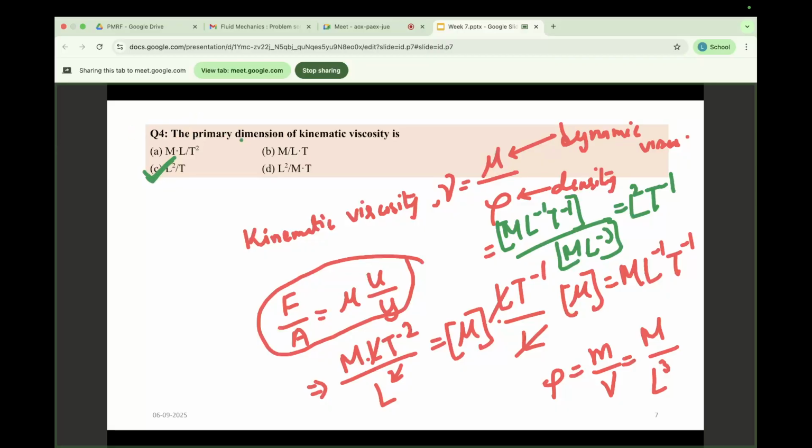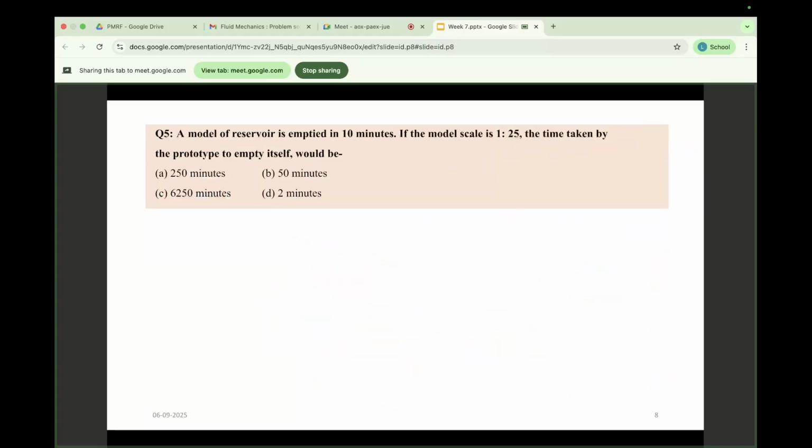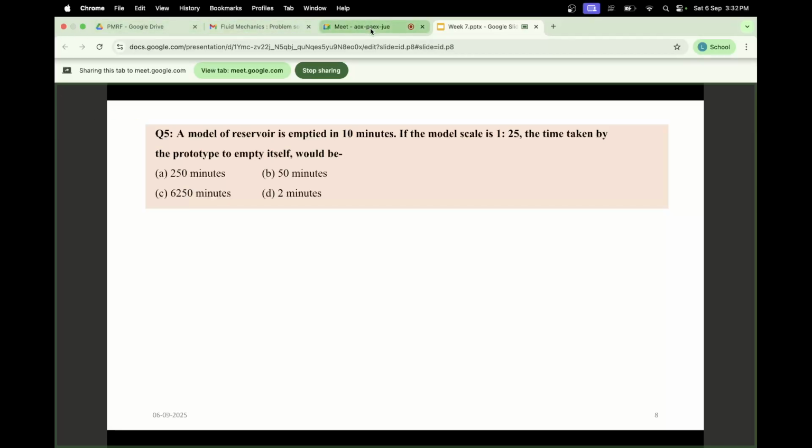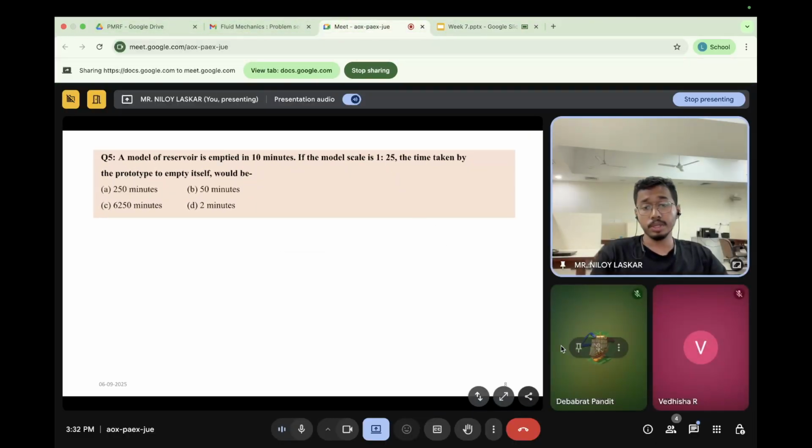So I think it is clear to you all. Berisha, good that you have answered it correctly. So I am moving to the next question. Please try to answer this question. I am giving you 1 minute for this one also, and after that I will solve this concept for you.